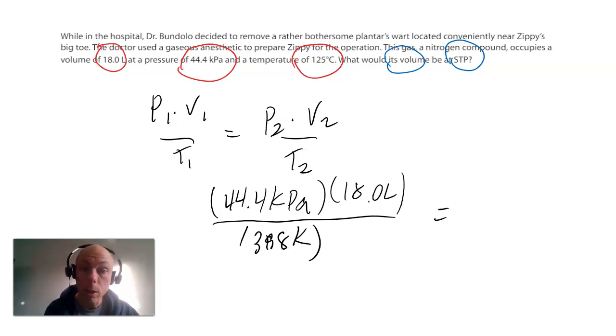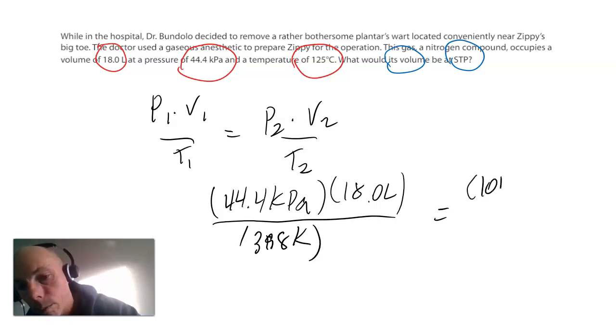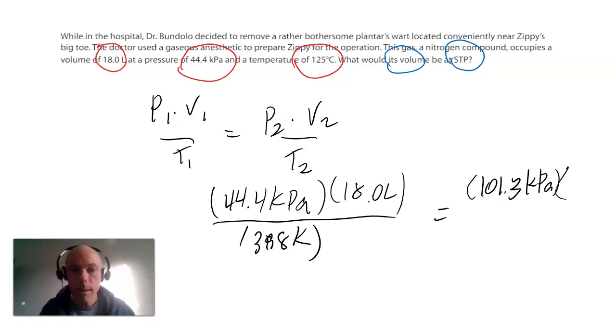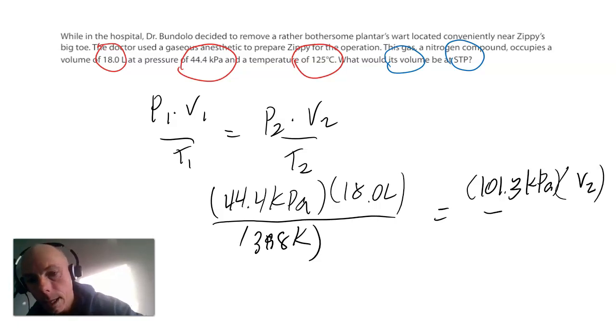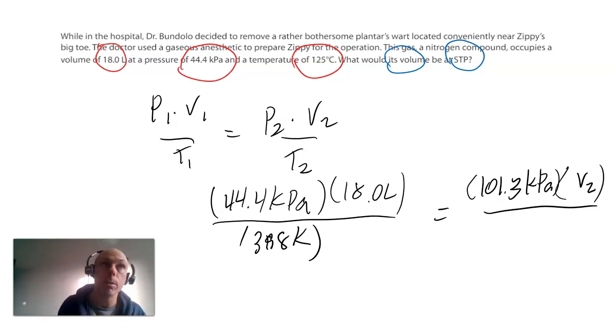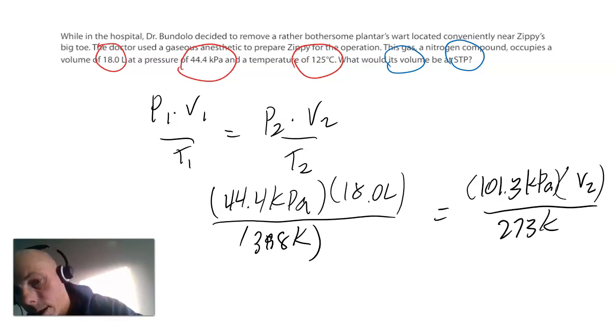So for P2, that's standard pressure. Remember, standard pressure is either 1 atmosphere or 760 millimeters of mercury or torr or 101.3 kilopascals. So I'm going to go with 101.3, so the unit matches what I have on the left. The new volume is what we're trying to find. And the new temperature is standard temperature, which remember is 0 degrees Celsius. Add 273 to that, we get 273 Kelvin.